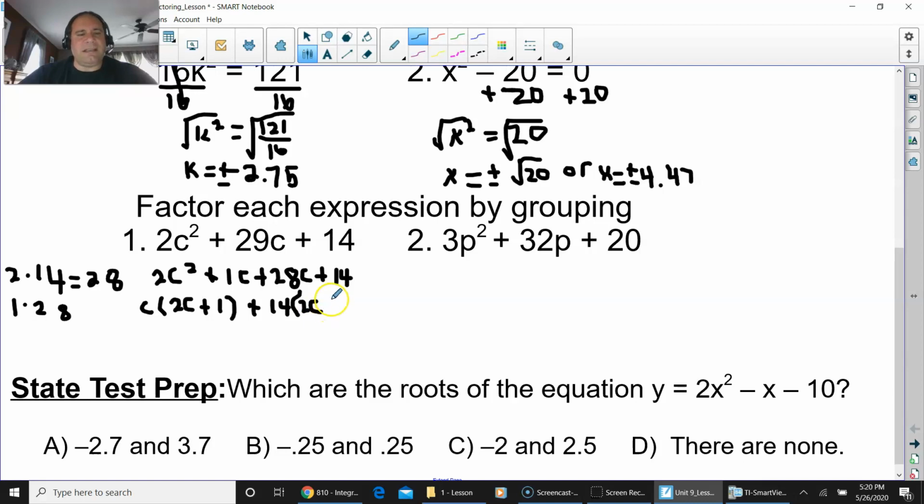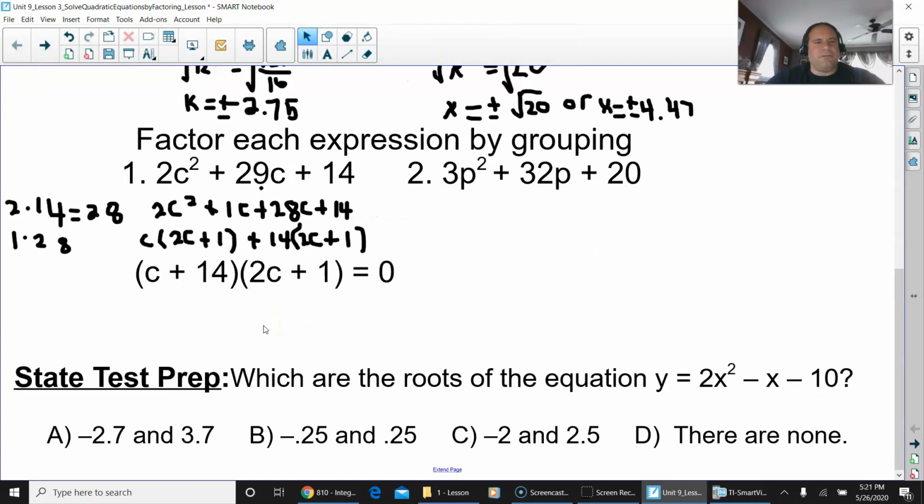What times 14 equals 1? And you notice that inside the parentheses, you have the same thing, 2C plus 1. So when you factor each by grouping, you have C plus 14, the terms that are on the outside of the parentheses, and then you have the binomial inside the parentheses, and you just write that down as one of the binomials here. You write it down when you factor to find the roots, when you find the zeros, you do it this way, C plus 14 times 2C plus 1.